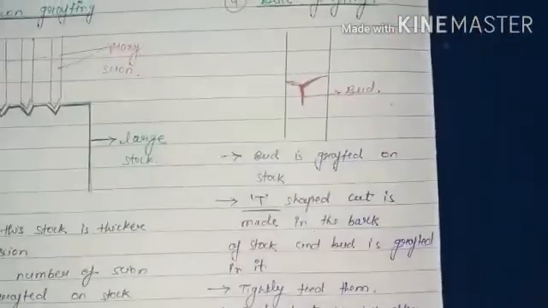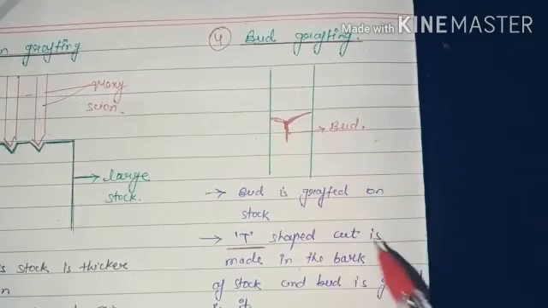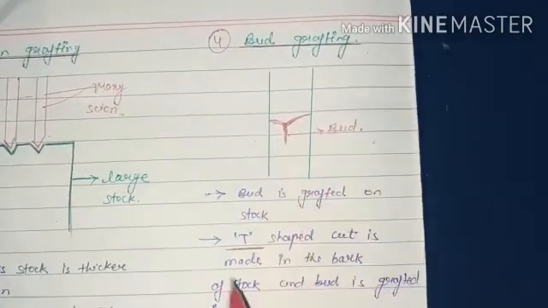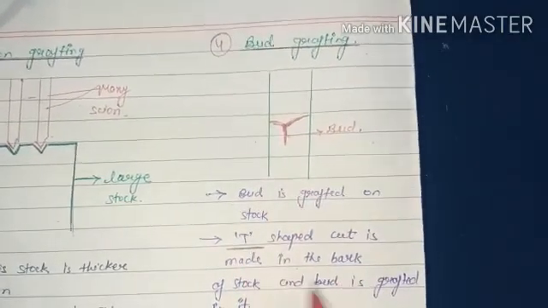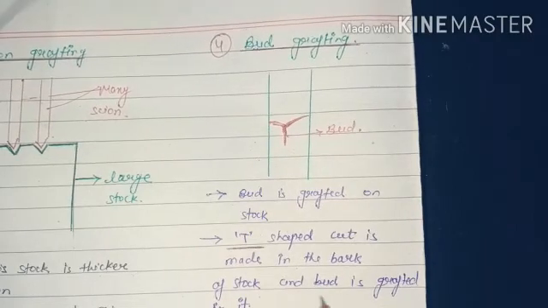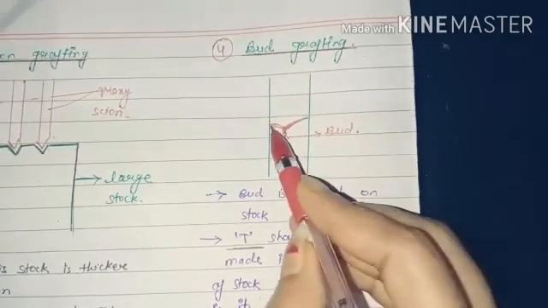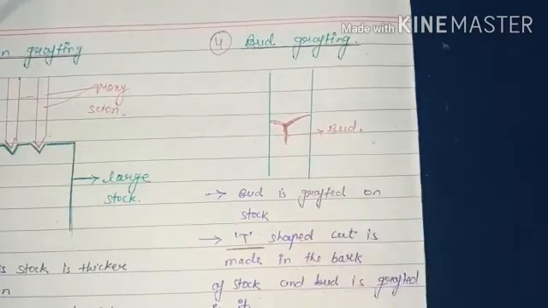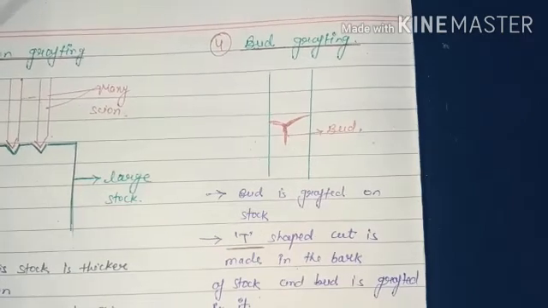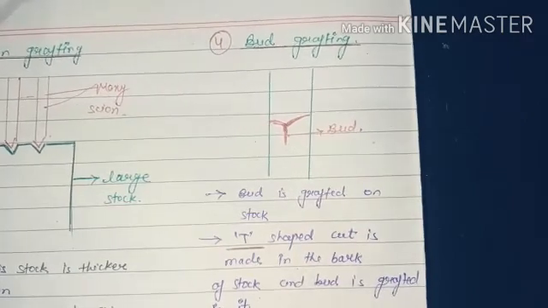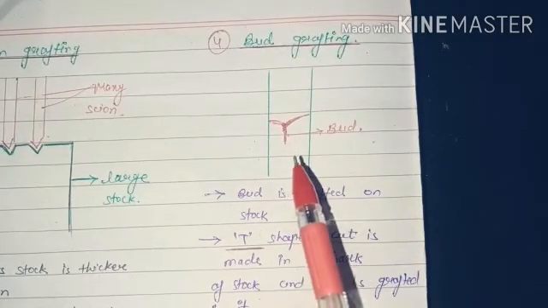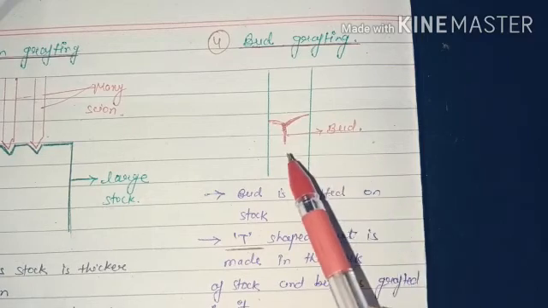Next one is bud grafting. Here, first of all, a bud is grafted on a stalk. This is the stalk portion and the bud should be grafted here. A T-shaped cut is made in the bark of the stalk and the bud is grafted in it. Then they are tightly tied, and the bud starts growing after a few days and they grow together.